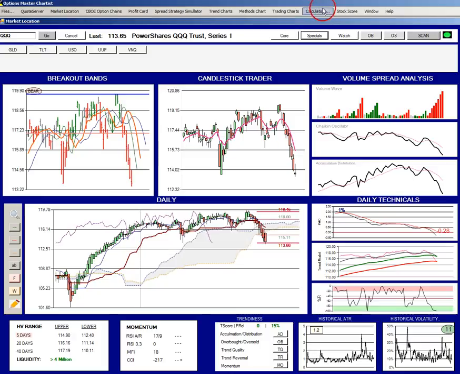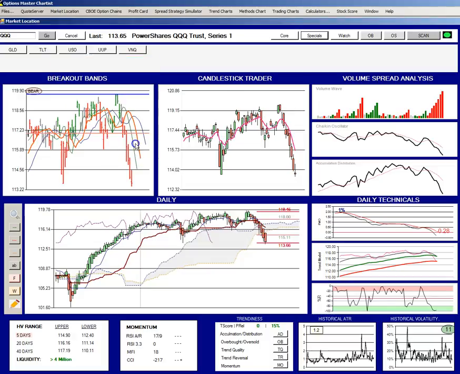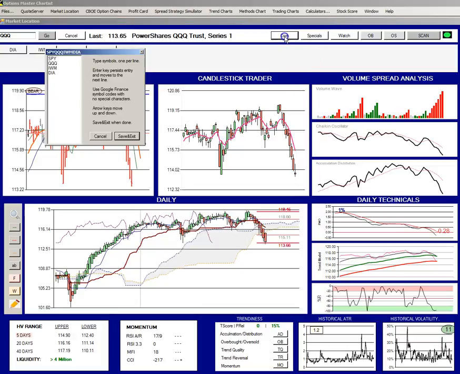And there's no actual limit to the number of symbols that you could have in a list. I mean, there's a practical limit, because naturally the more symbols, the more download and processing time is involved. So there are practical limits, but there's no built-in limit to the number of symbols you can use.